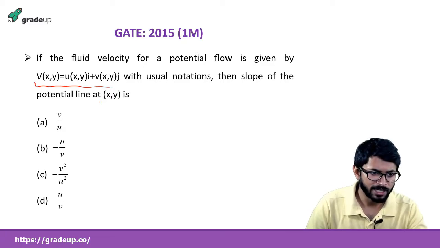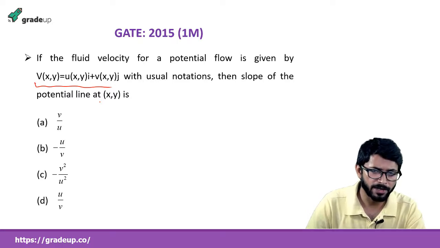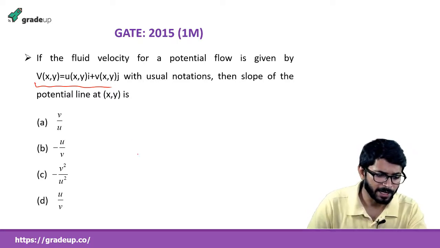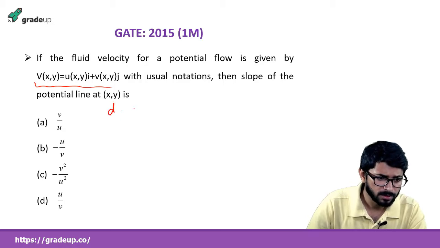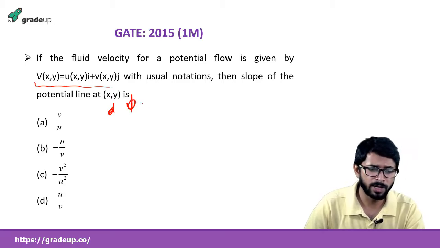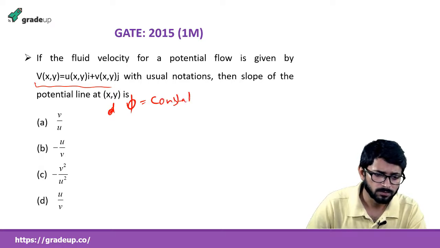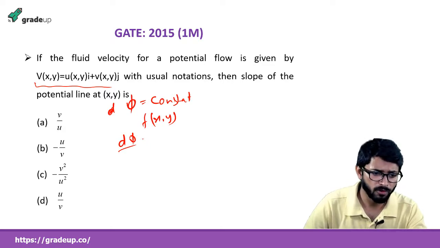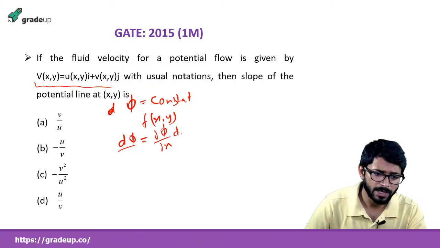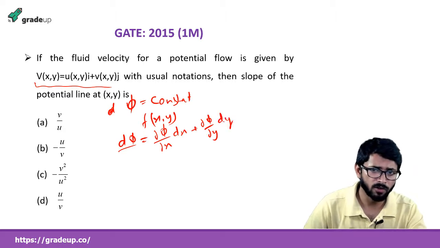So, the slope of the potential line, we already know how to find it. Let's say phi is a potential function, a scalar function of x and y. We can take the derivative: d phi will be equal to del phi by del x into dx plus del phi by del y into dy. This is how we find the derivative of a function.